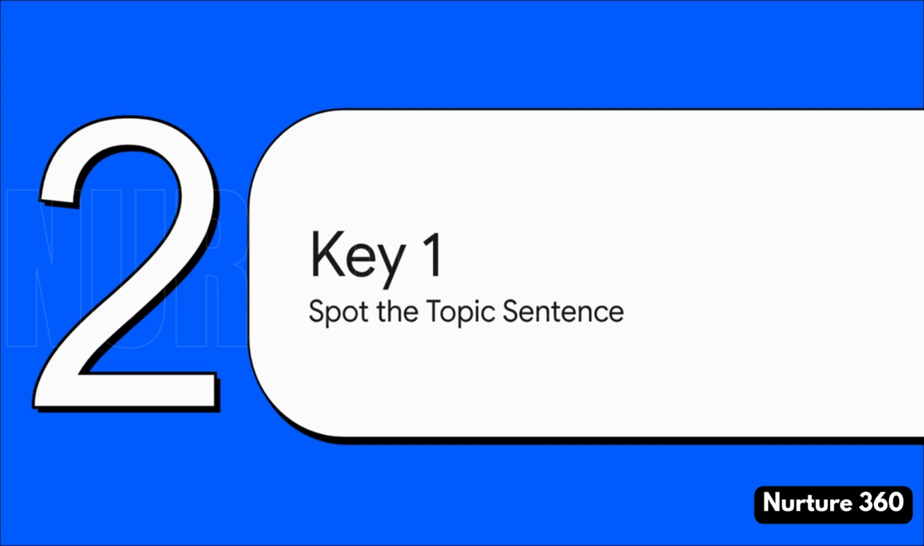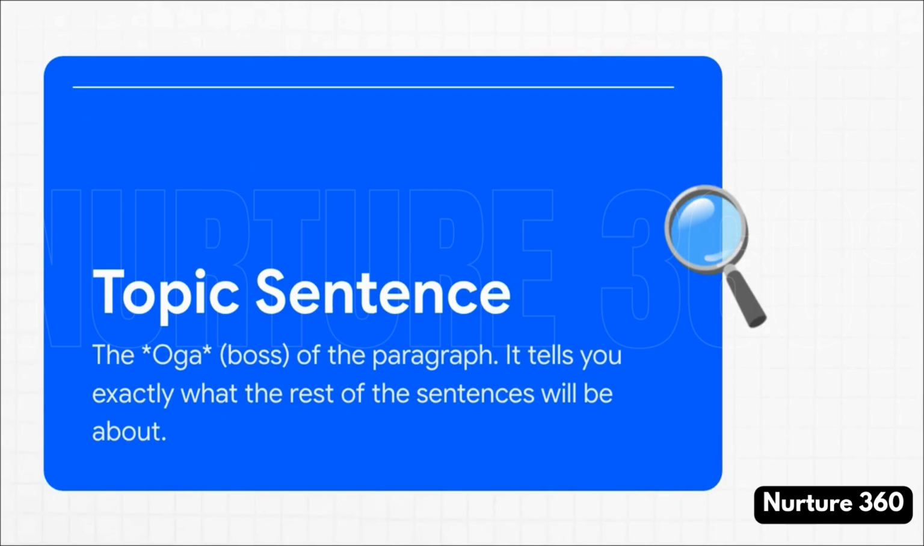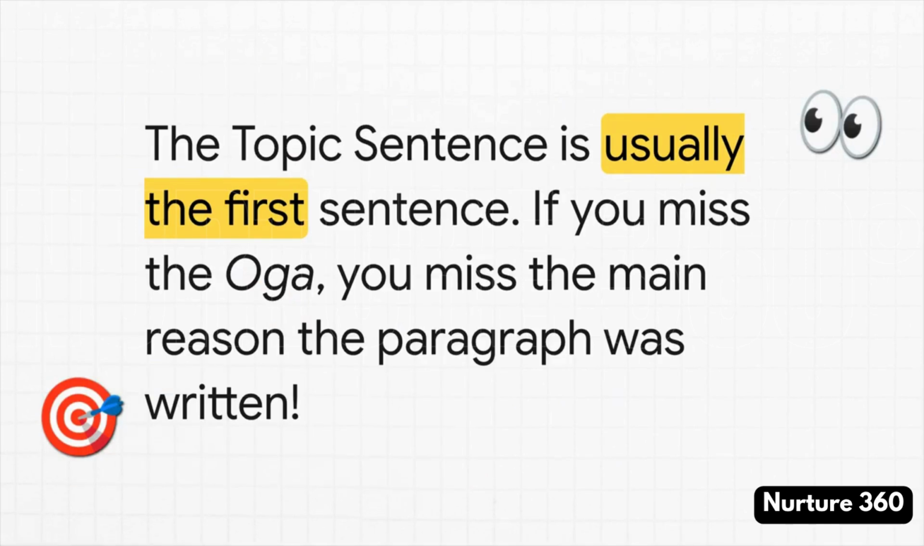Our first job, and maybe the most important one, is to find the leader of the pack, the boss, the OGA of the paragraph. You see, the topic sentence is the omega. It's the one sentence that has all the power because it tells you exactly what the main point of the entire paragraph is. You find the omega, you found the core message. Simple as that.